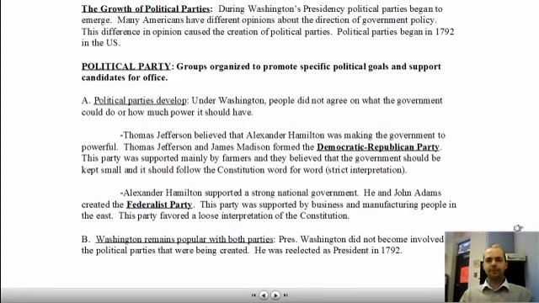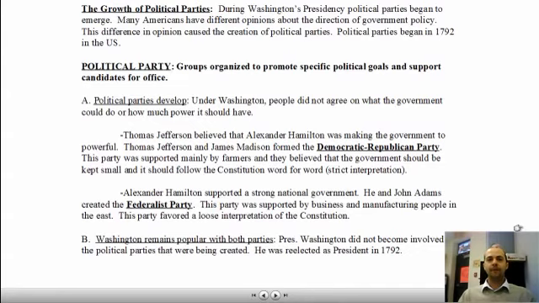So the two sides were basically between Thomas Jefferson and Alexander Hamilton. Jefferson believed that Alexander Hamilton was making the government way too powerful. He and James Madison formed the Democratic-Republican Party, which was supported mainly by farmers, and they believed that the government should be kept small and that it should follow the Constitution word for word, or what we call a strict interpretation. So a very limited amount of government intrusion in people's lives, and a very limited amount of power for the government.